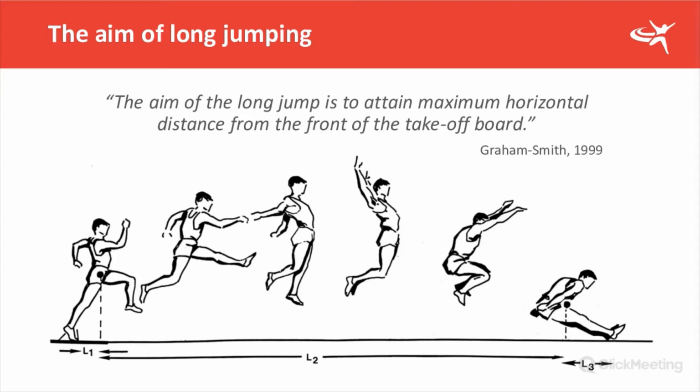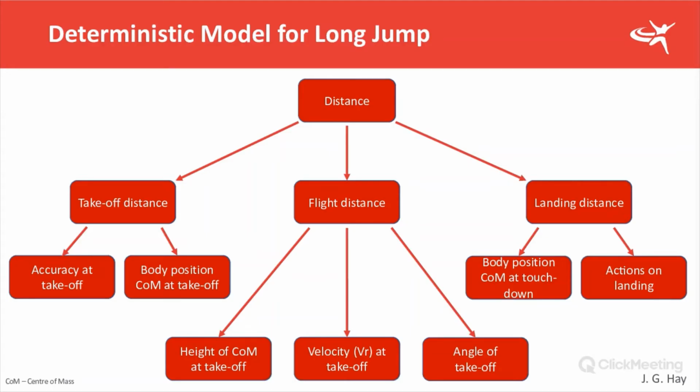Okay, so the aim of long jump, and we've covered this before, is to attain a maximum horizontal distance from the front of the takeoff board. And as I mentioned before, the horizontal component of speed is one of the critical functions, but if you don't have any vertical lift, you're not going to get a distance, and that's going to affect the parabolic curve. So again, we're revisiting this deterministic model for the long jump. All of these components have a contributing factor to the total distance jumped by the athlete. And this evening, again, we're going to be looking at these components.